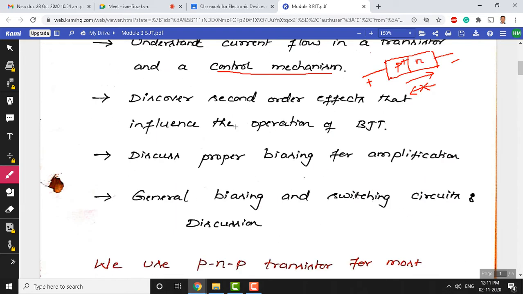Now we have something called second order effects. We will discuss them a little later. For the time being we will ignore these second order effects, because if you consider them, they will influence the BJT operation a lot. There are numerous effects that come into play that influence the operation of the BJT. For the time being we will ignore them, and later on we will see how the BJT operation is influenced by the inclusion of these second order effects.